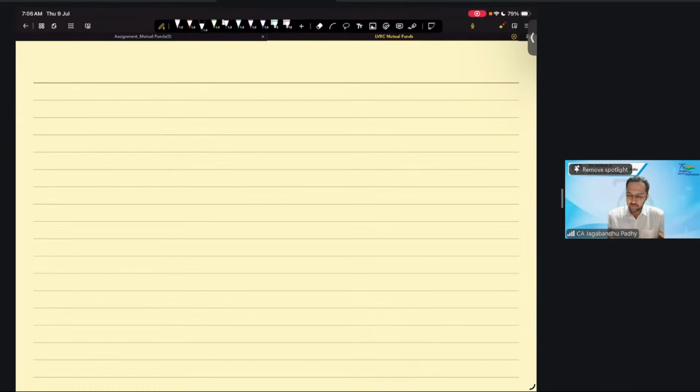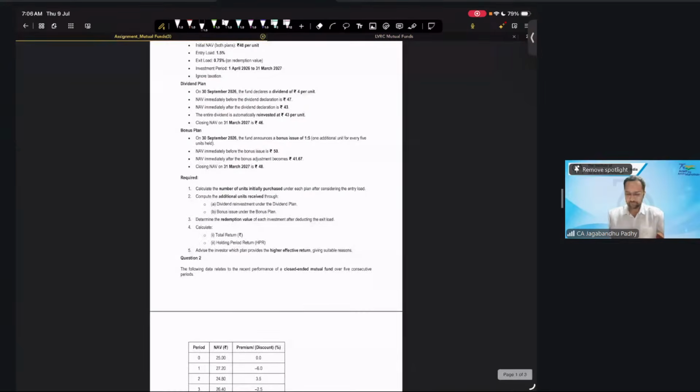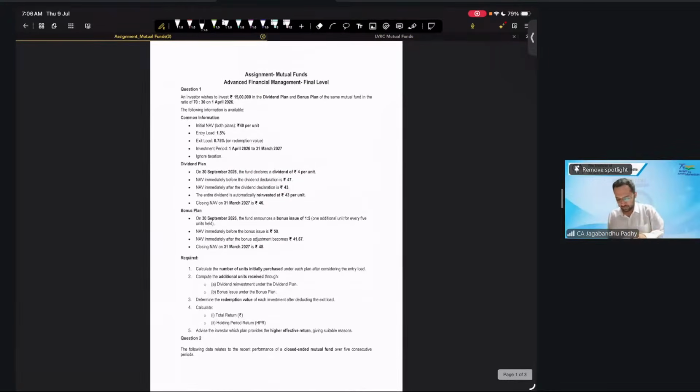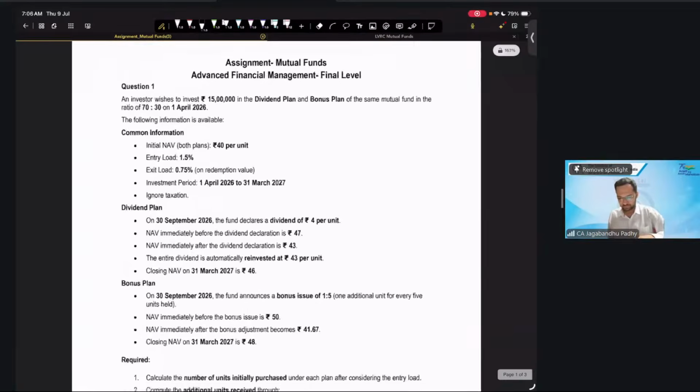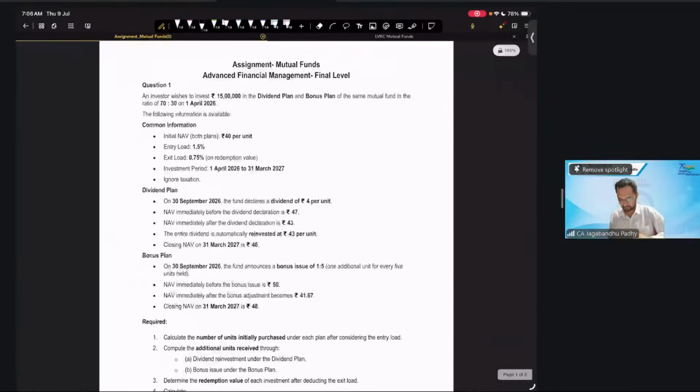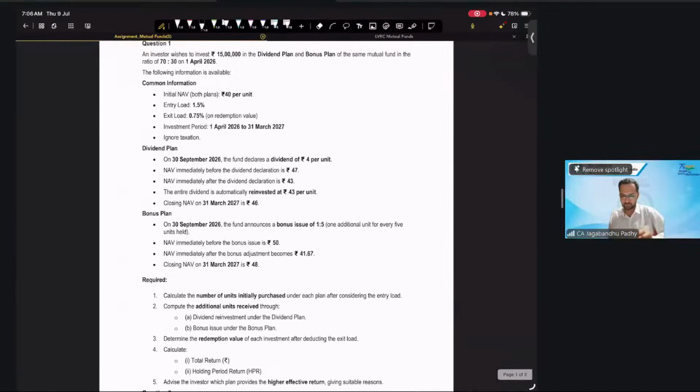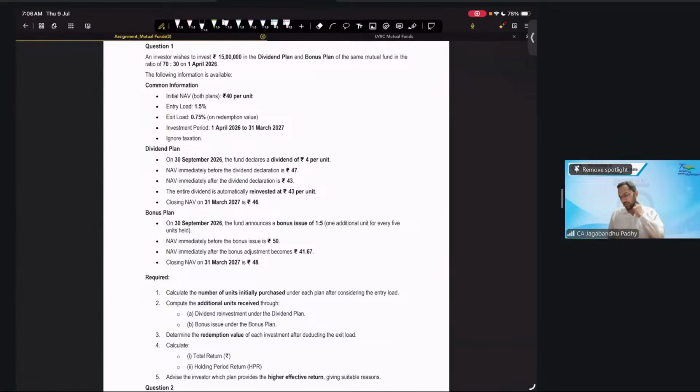So let's straight away go ahead with the topic of mutual funds with the first question. Okay. So just go through this question, guys. I'll give you a couple of minutes to read this question carefully. Read this question carefully, guys.